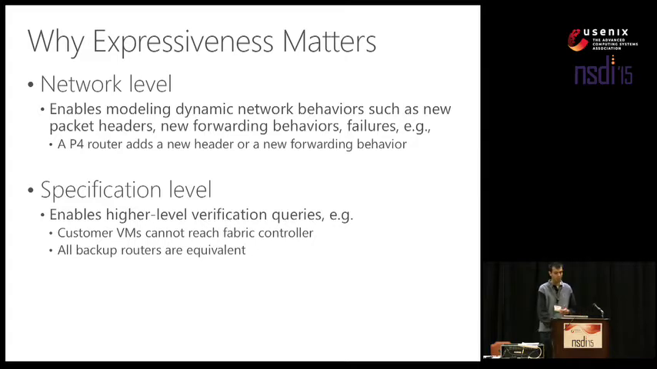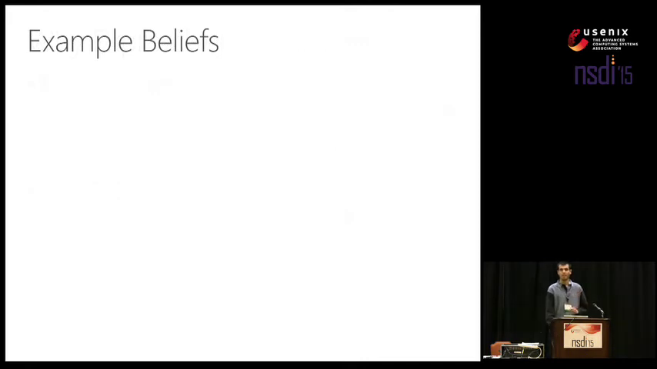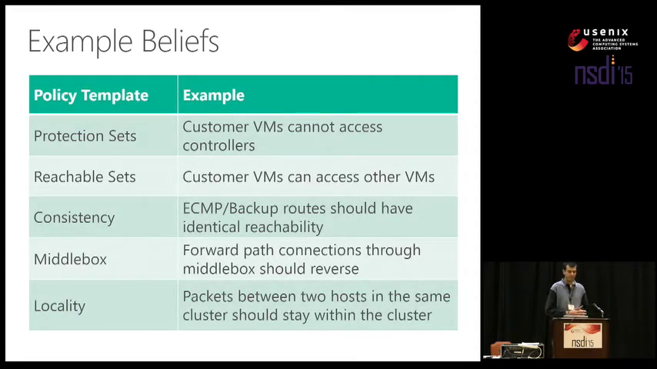Okay, since we are talking about beliefs, let me briefly show a few examples that we have considered. In the paper, we go over these 5 templates that we have identified. For example, this middle box template says that if I have a path from A to B, then the set of middle boxes that I traverse going from A to B should be roughly the same as when I go from B to A. Okay? And we actually found that this was a real problem in some of our networks.